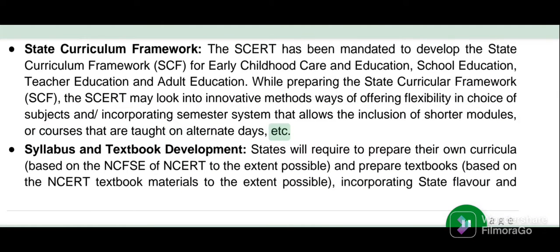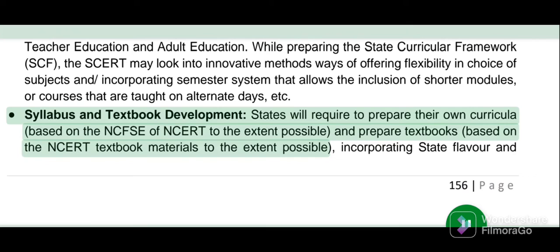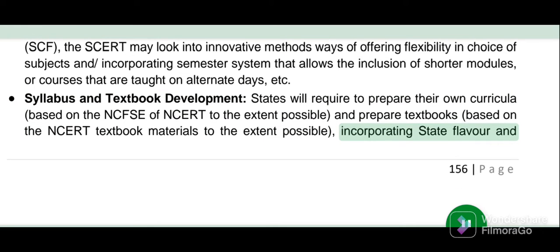Syllabus and textbook development. States will be required to prepare their own curricula based on the NCFSE of NCERT to the extent possible, and prepare textbooks based on the NCERT textbook materials to the extent possible, incorporating state flavor and additional material as needed.